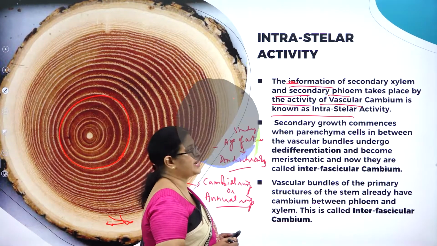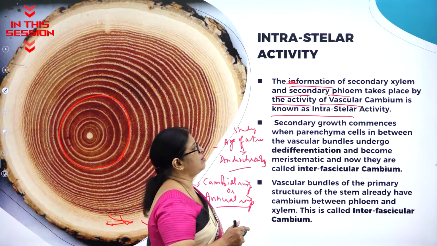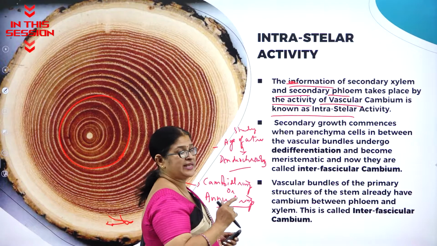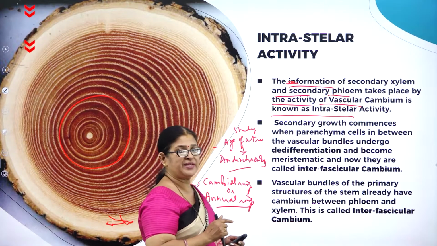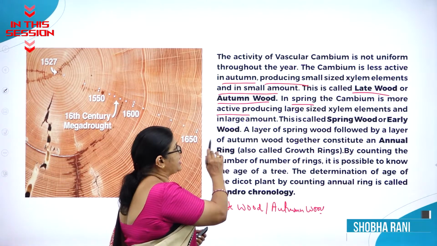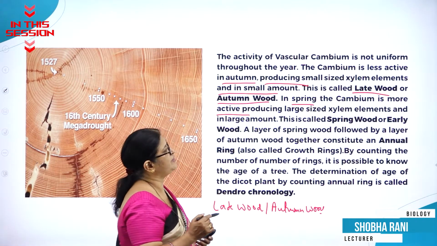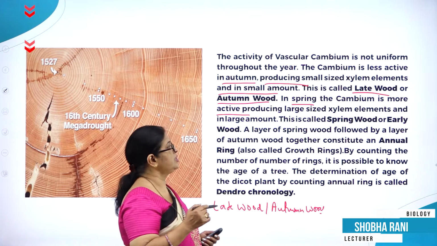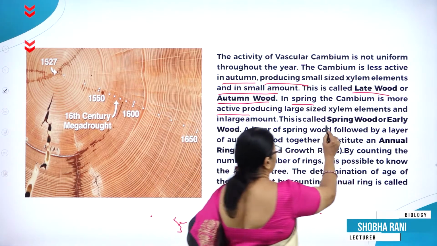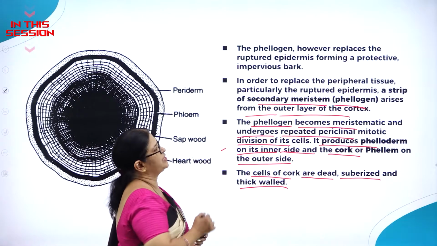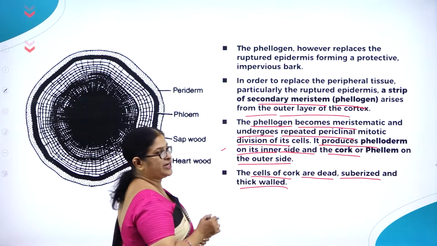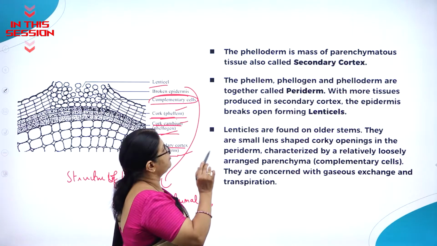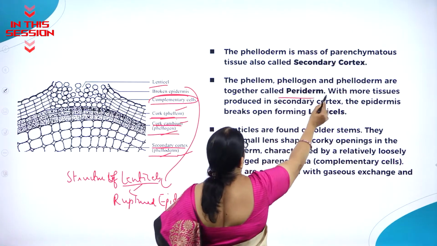So what is intrastellar activity? The formation of secondary xylem and secondary phloem takes place by the activity of vascular cambium. In spring, the cambium is more active, producing large size xylem elements in large amount. So this is called as what? Spring wood or early wood. Phloem replaces the ruptured epidermis, forming a protective impervious bark. Phloem and phloem together are called as what? Periderm.